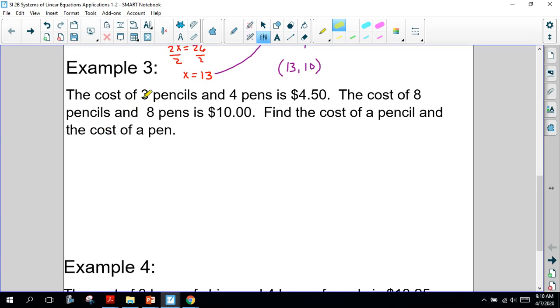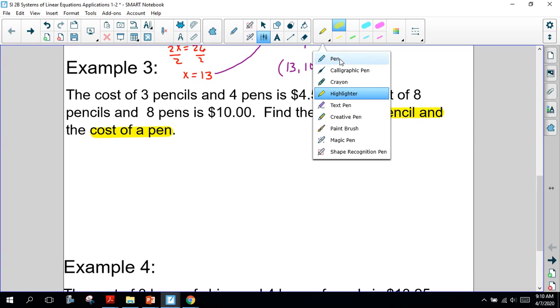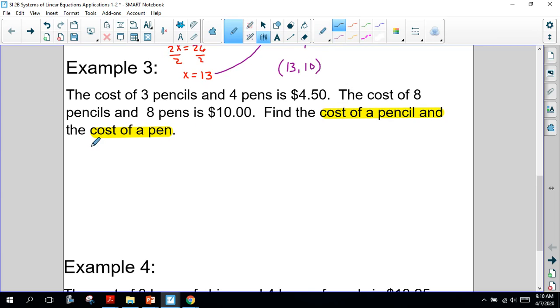It says the cost of 3 pencils and 4 pens is $4.50. The cost of 8 pencils and 8 pens is $10. Find the cost of a pencil and the cost of a pen. Just like with any other word problem, we want to define the variables. The cost of a pencil and the cost of a pen are the things they're asking me to find, so those are my unknowns. X is the cost of a pencil, and Y is going to represent the cost of a pen.